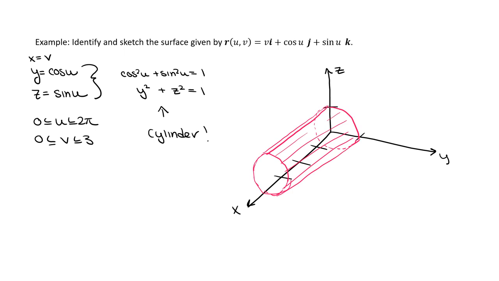So what we have is a cylinder. It looks like that circle in the YZ plane, and then along the x direction, the x values just vary from 0 to 3. So we have a cylinder that runs from x equals 0 to x equals 3.